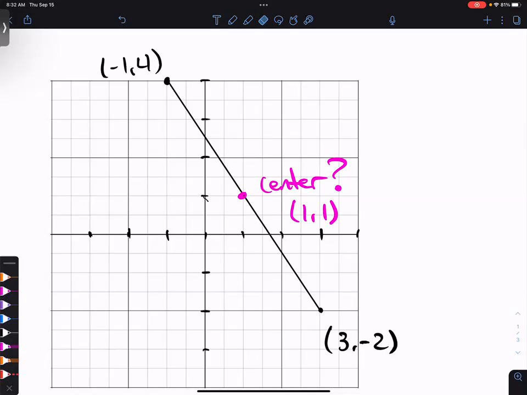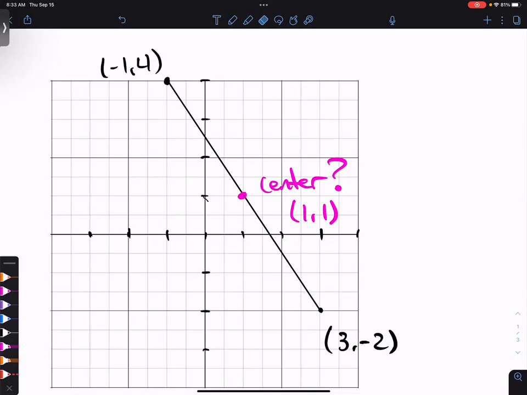Do you get 1? How far apart are 4 and -2? Those are 6 apart, right? Half of that would be 3. So if you go down 3, you're at 1. If you go down another 3, you're at -2, right?